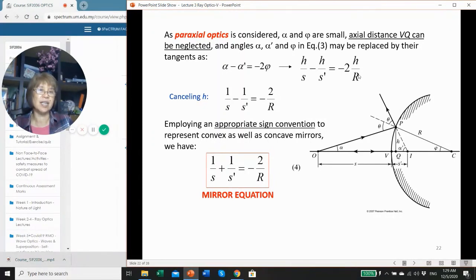So substitute this in, you have this expression, h is common, that cancels out, get 1 over s minus 1 over s prime equals negative 2 over r. We still have this sign here to take care of because of the sign convention that we are adopting. So to represent convex as well as concave mirrors, we can use a positive sign here, and that will give us the mirror equation.